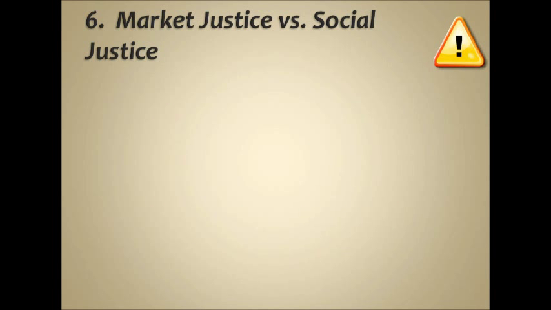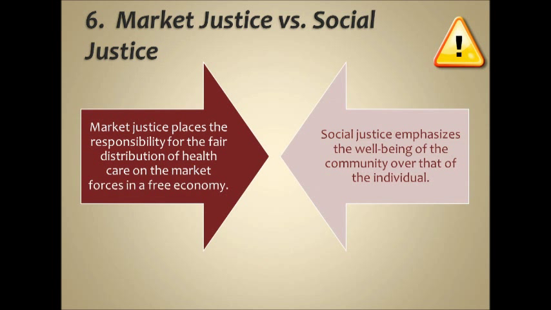Which brings us to the sixth trait, which is market justice versus social justice. Market justice and social justice are brought up to talk about the U.S. healthcare system to try and understand these balances better. Market justice places the responsibility for the fair distribution of healthcare on the market forces in the free economy. As we all know, healthcare is a limited resource. There has to be some way to distribute it. In market justice, we use market pressure to decide that.